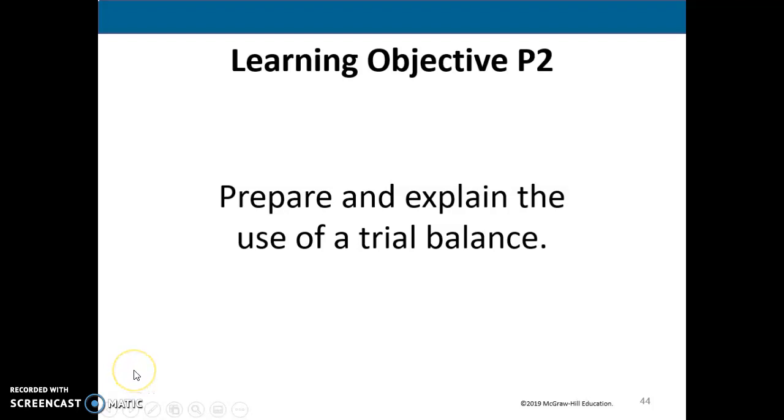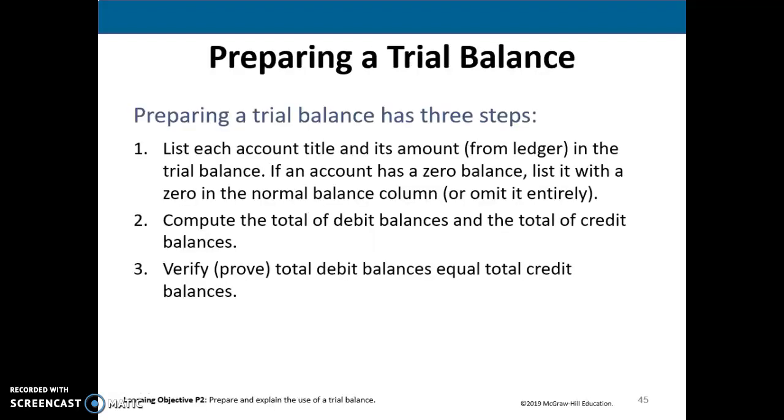All right, part 3 of chapter 2. We're going to start talking about what a trial balance is. When we talk about a trial balance, think about this. What is a trial? It's a test of something, right? So when we think about that, we're going to be testing the balances of our accounts. What it does is list each account title and its amount from our ledger in the trial balance.